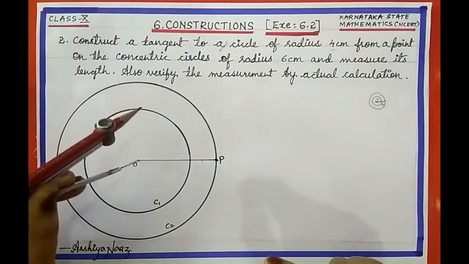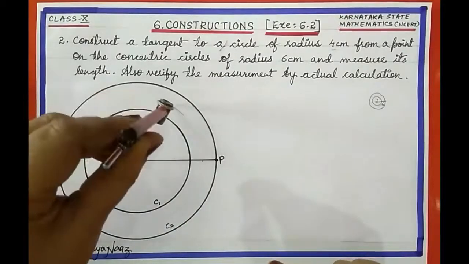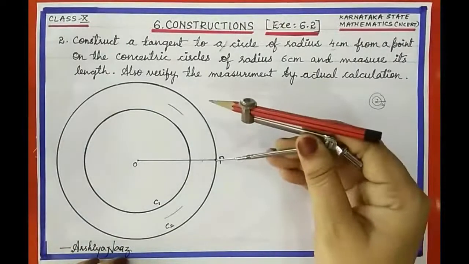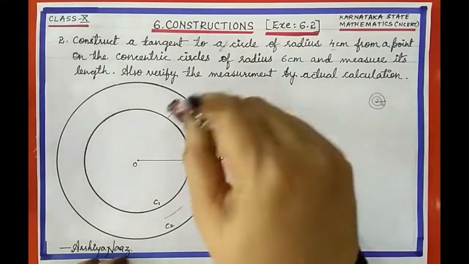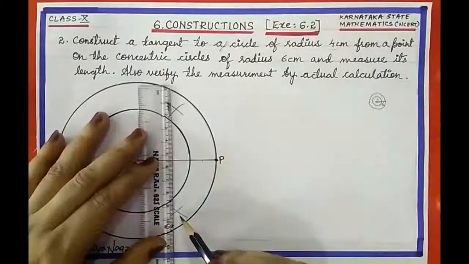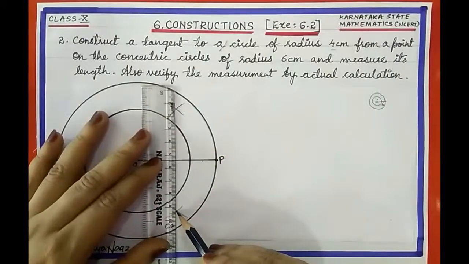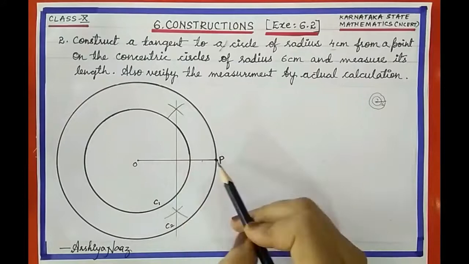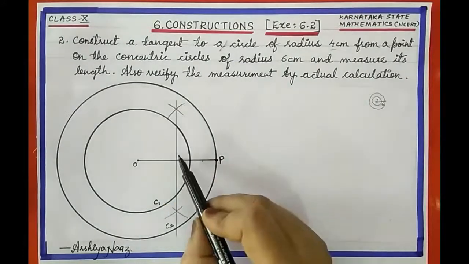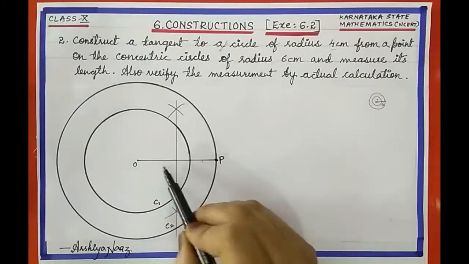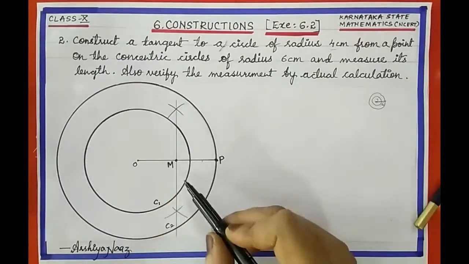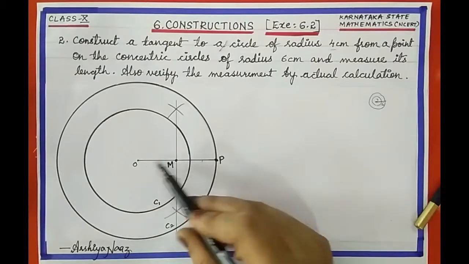First with O as center, like this. Then with P as center, cut these previous arcs. Join the points of intersection of these arcs. This line is a bisector for the line OP. This divides the line OP into two equal parts. Let this point be M, which is the midpoint of line OP.